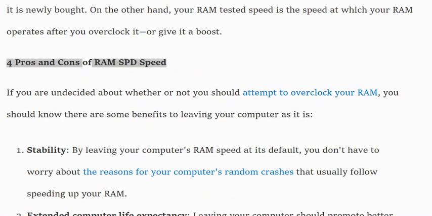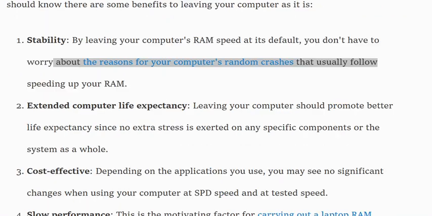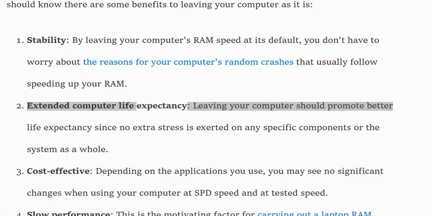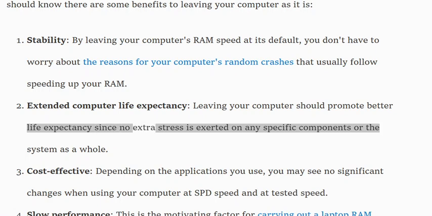Pros and cons of RAM SPD speed. If you are undecided about whether or not you should attempt to overclock your RAM, you should know there are some benefits to leaving your computer as it is. Stability. By leaving your computer's RAM speed at its default, you don't have to worry about the reasons for your computer's random crashes that usually follow speeding up your RAM. Extended computer life expectancy. Leaving your computer should promote better life expectancy since no extra stress is exerted on any specific components or the system as a whole.